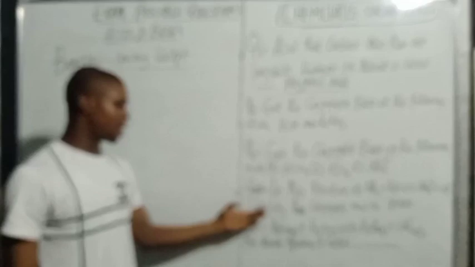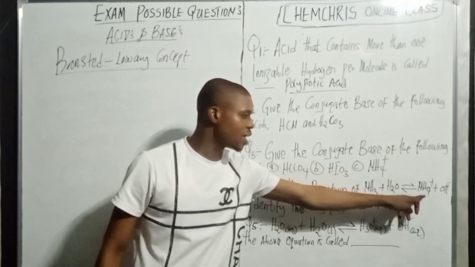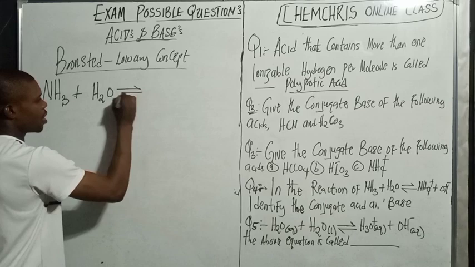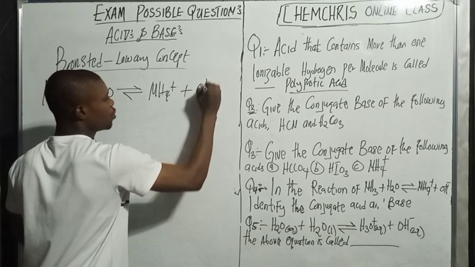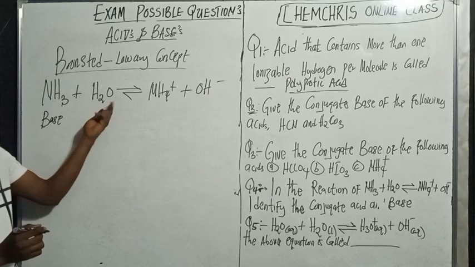Okay, so here the option says: in this reaction, HNO3 plus H2O gives NH4+ plus OH-. So here we have NH3 plus H2O, giving NH4+ plus OH-. Okay, please look up. Now ammonia is a base. This is the base. Now water you're going to add as an acid.